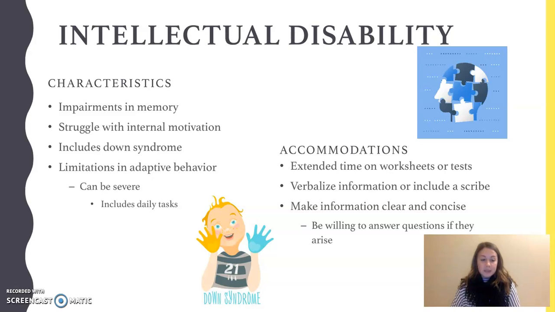Some accommodations would be extending time for worksheets or tests for a child, verbalizing information. If they struggle with pen to paper, giving them the opportunity to verbalize their test answer to a scribe or to me as the teacher. And also, that could probably be beneficial for the whole class, having a group discussion assignment. And again, making information clear and concise, letting students answer questions, encouraging them to ask questions if they don't know what's going on exactly.